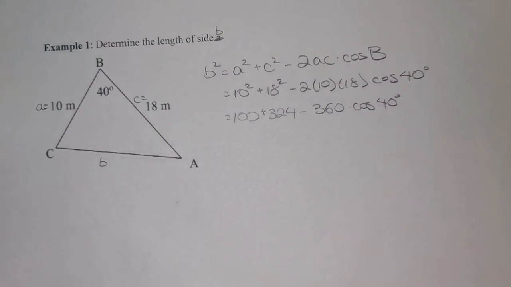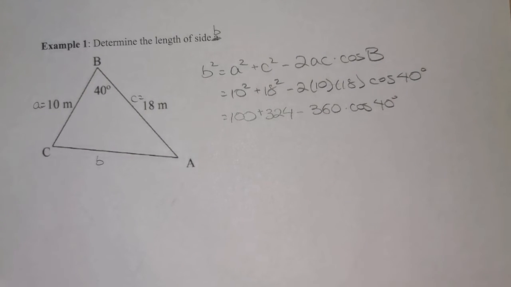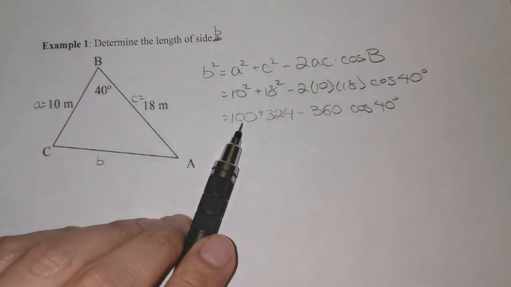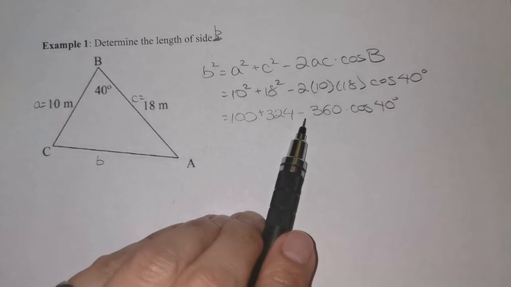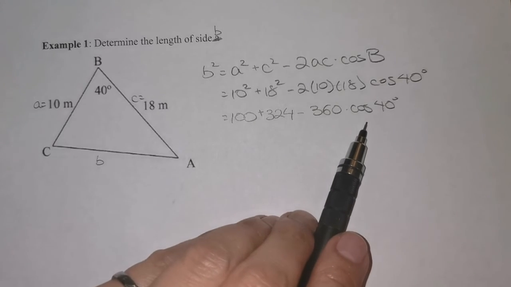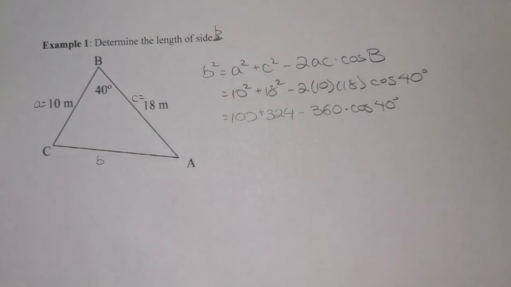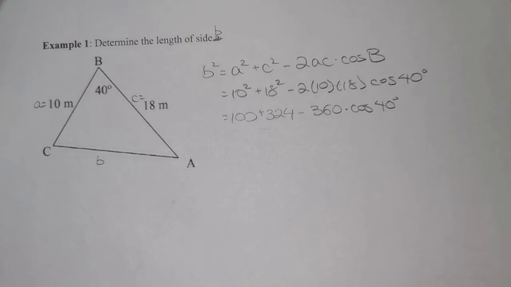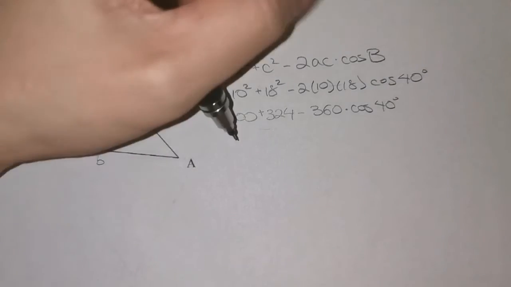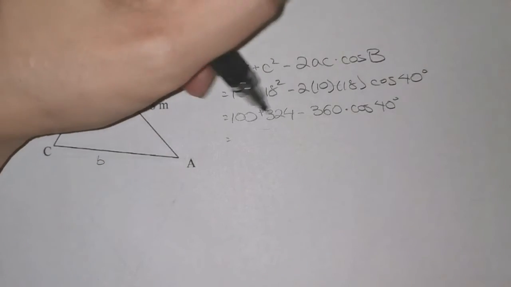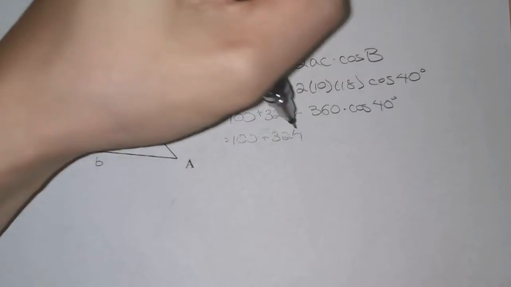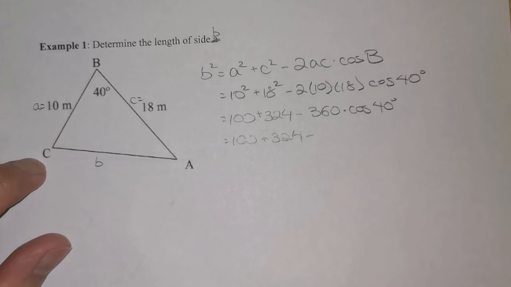Cos 40. Okay, so when we get to here, this is where a lot of people make a mistake. A lot of people will go 100 plus 324 minus 360, and then they'll get the answer and times cos 40. But if you're thinking about BEDMAS, you have to do your multiply first before you do your addition and subtraction. So I'll leave these ones for now. You can actually do them, but I'm just going to leave it, and we're going to look at cos 40.